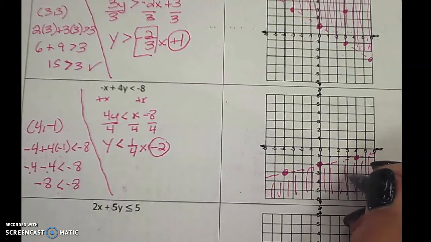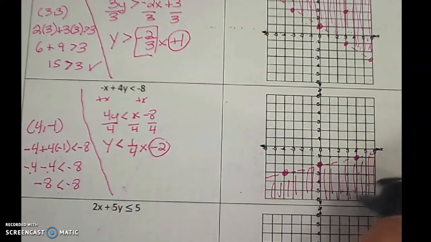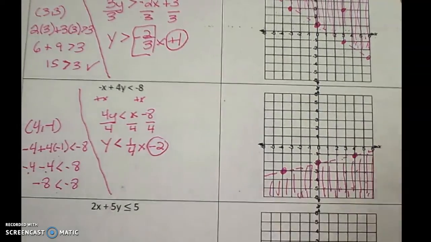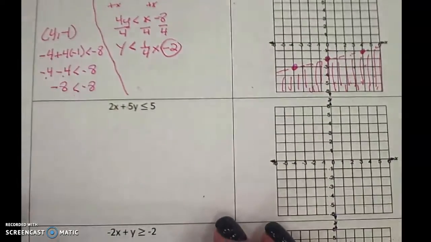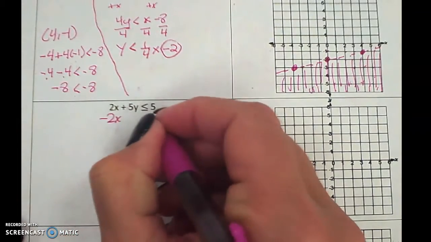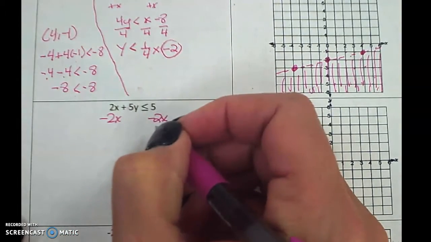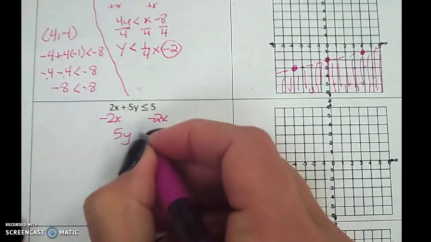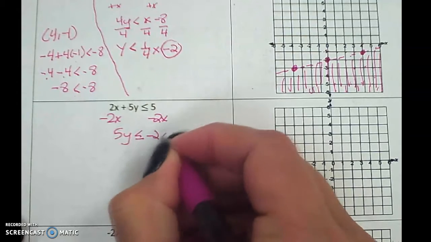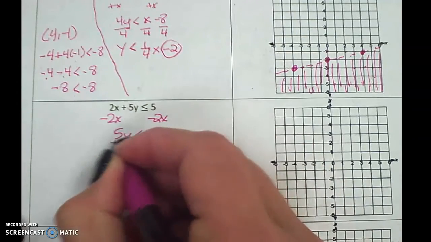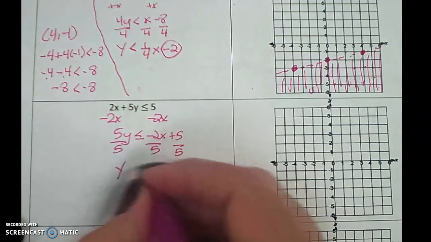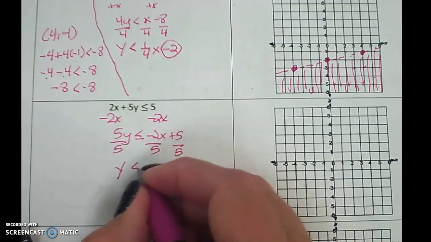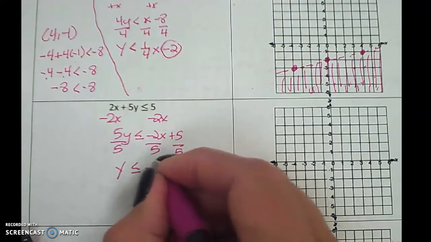You could also, if you needed to, check any of these points down here to see if you shaded the right side or the correct side. All right, the next one. Solve for y. Subtract 2x on both sides. 5y is less than or equal to negative 2x plus 5. Divide everything by 5. Can you put these into Desmos? You sure can. But you also need to know how to do it this way as well.